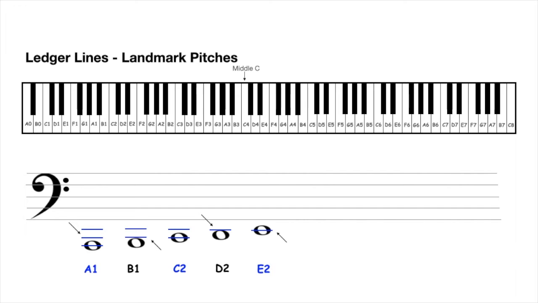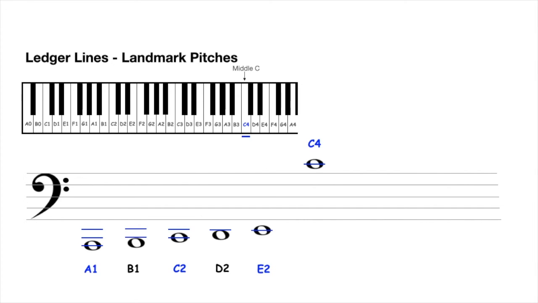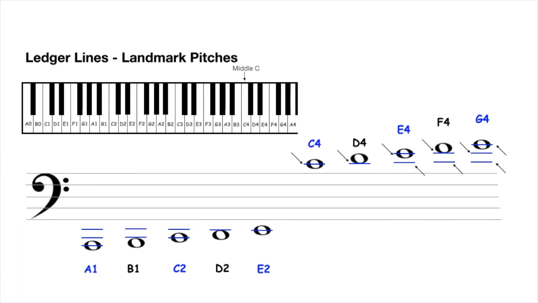Similarly for these landmark pitches, C4, E4, G4, and D4 and F4 above the staff, these notes higher than the staff have lines drawn through them, but never above them.